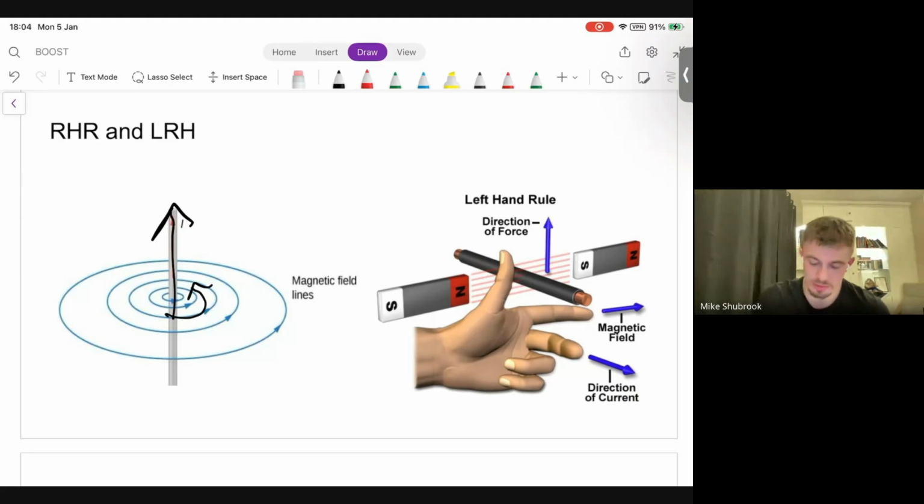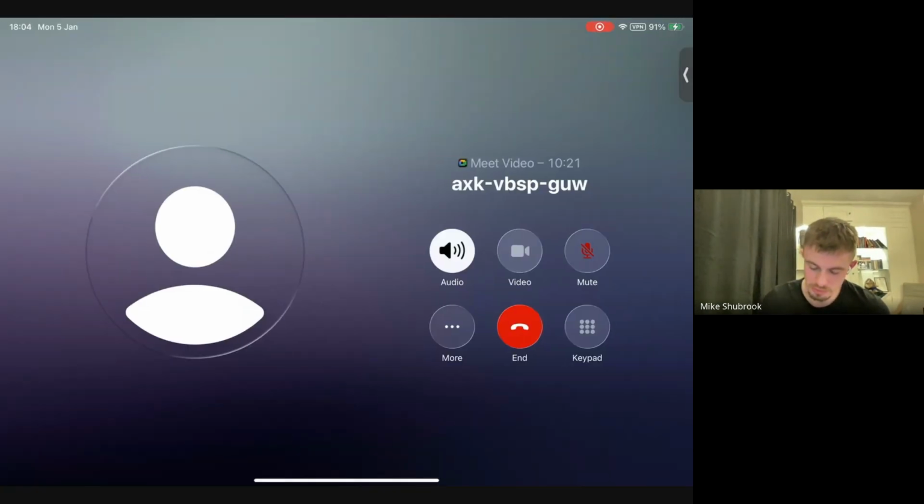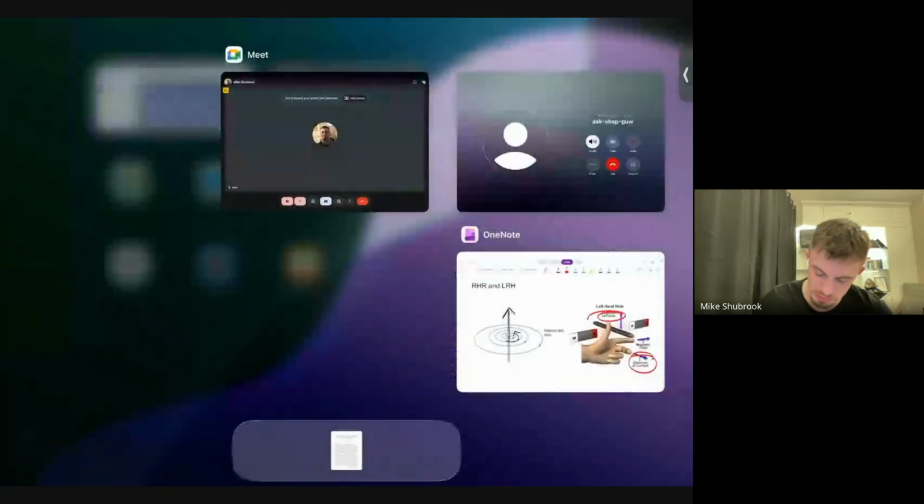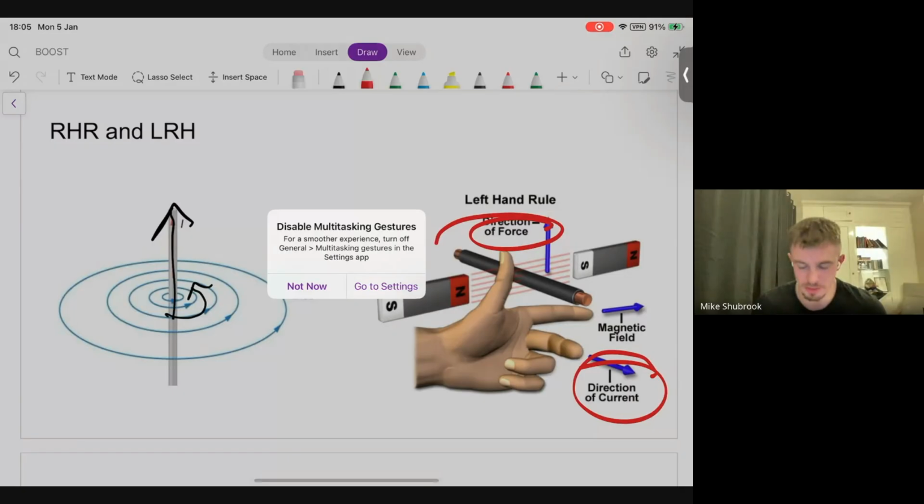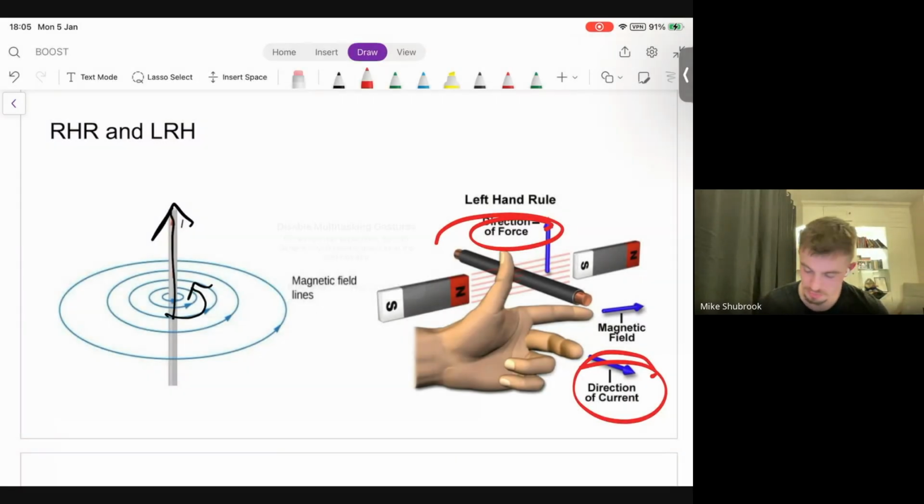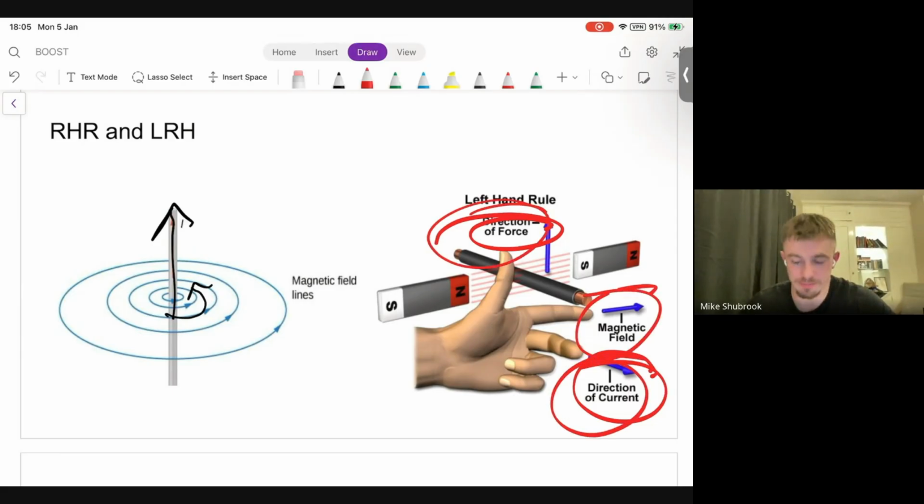The left-hand rule links forces felt by moving charges, which is what current is. Right, so it links the forces felt by moving charges when they are in a magnetic field.